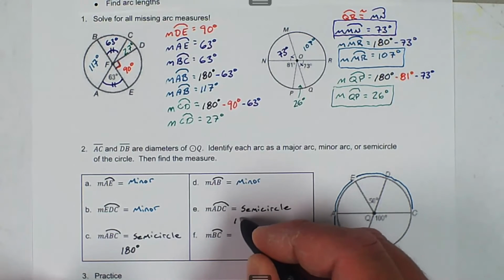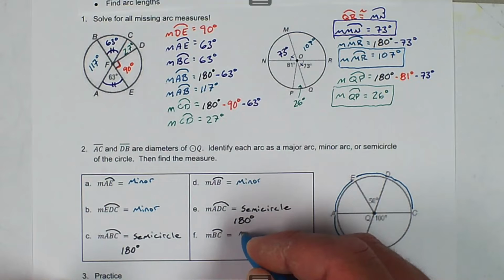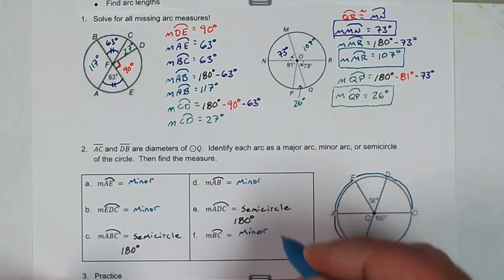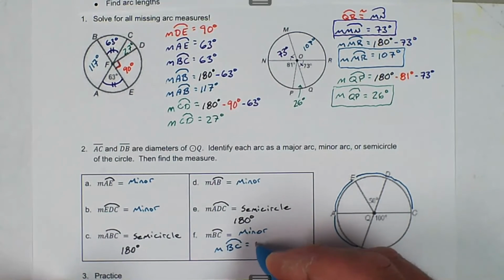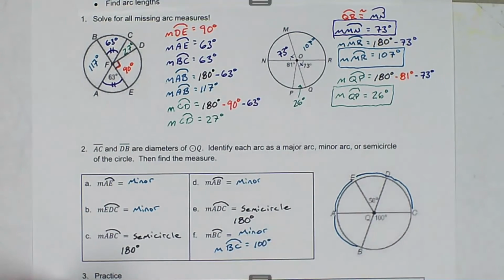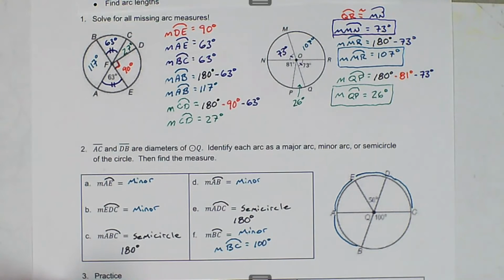So we know that the measure of that is going to be 180 degrees. And our last one we have is BC. BC is right here, and that one's given. That is 100 degrees, so that is a minor arc. And the measure of arc BC is equal to 100 degrees. So we have 3 of the 6 arcs measured. We have to be able to come up with the last couple.